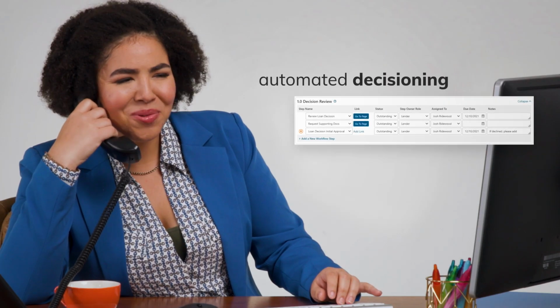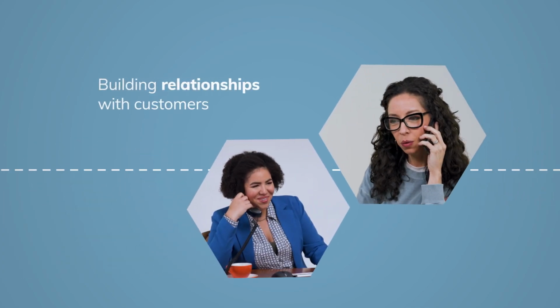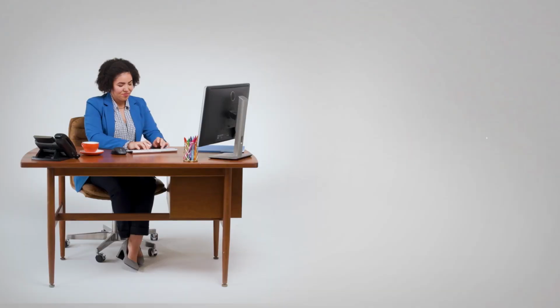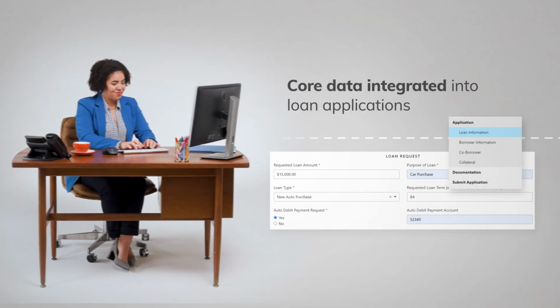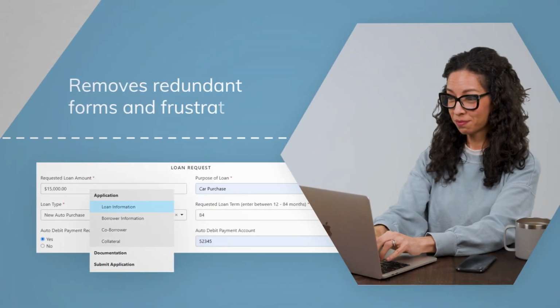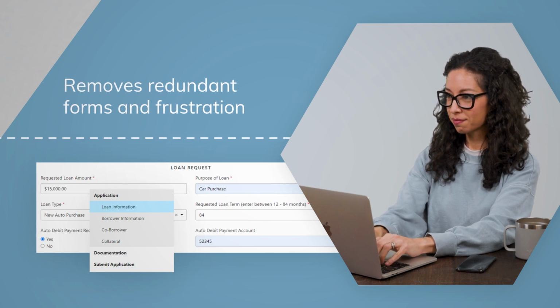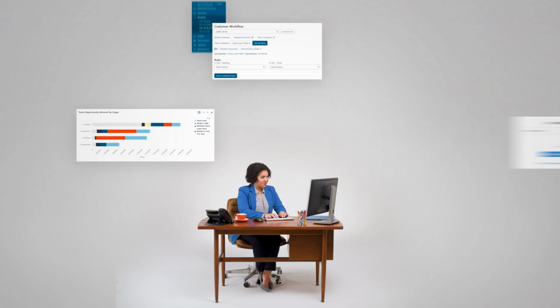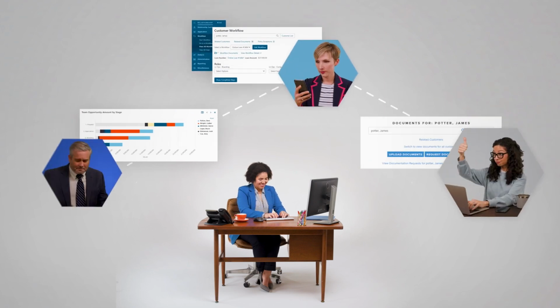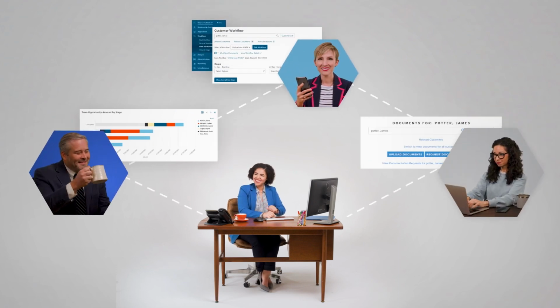Automated decisioning helps her focus her time on what she does best, building relationships and connecting customers with what they need. She loves that. With core data integrated into the loan application, her borrowers don't have to waste time filling out endless forms or waiting on status updates. Custom workflows and task notifications help keep her customers, coworkers, and boss in the loop.